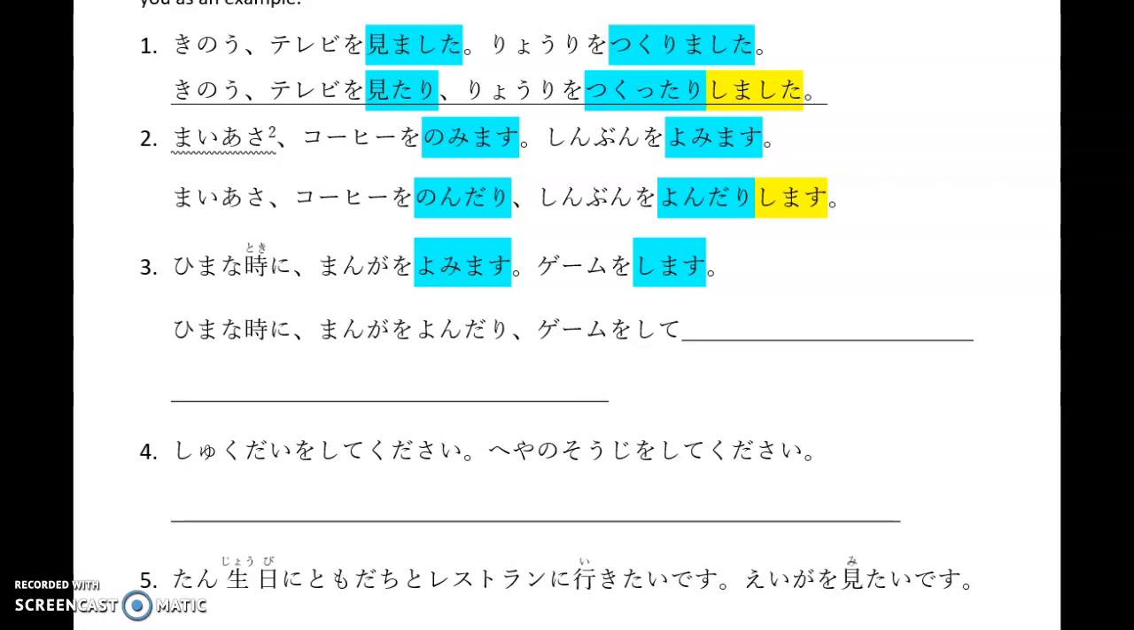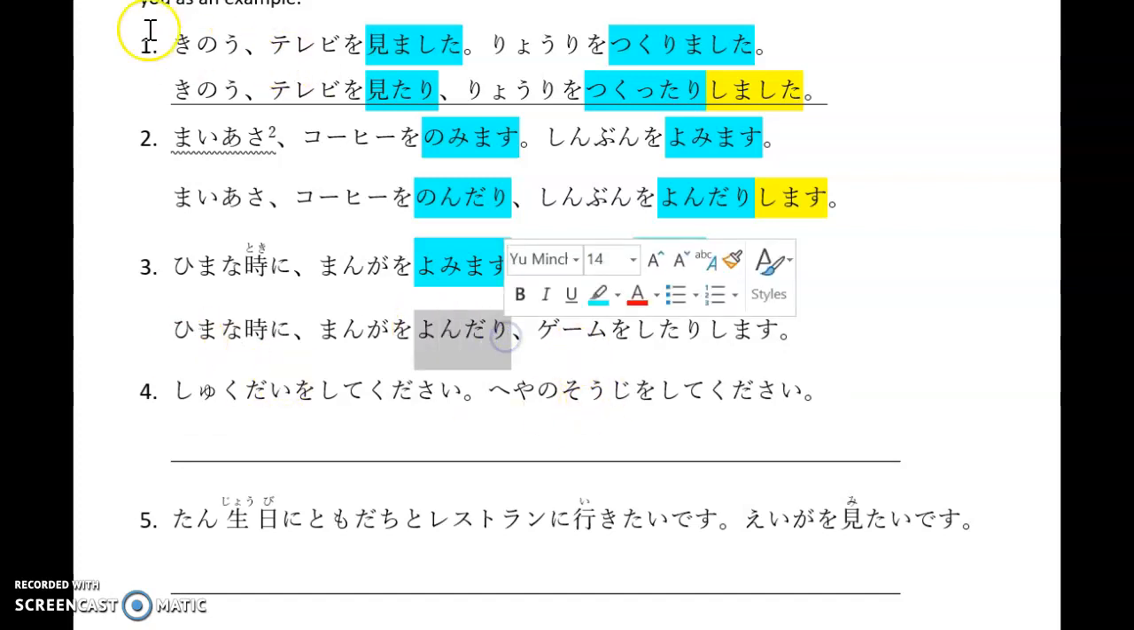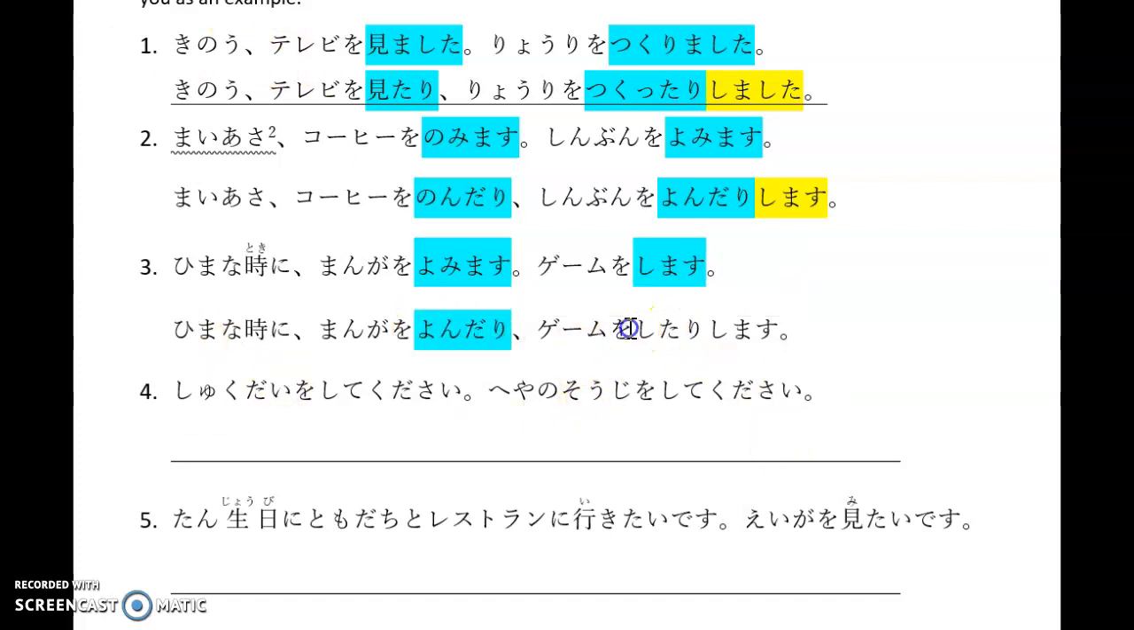And ゲームをします becomes して and して then further changes to したり. And we know tari ends with another します. And because this sentence is in the present tense, then します is good enough. So 読んだりしたりします.